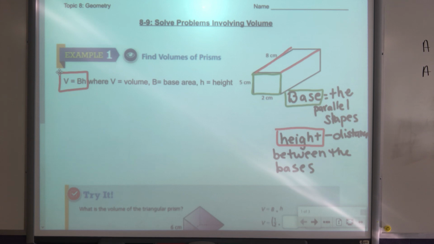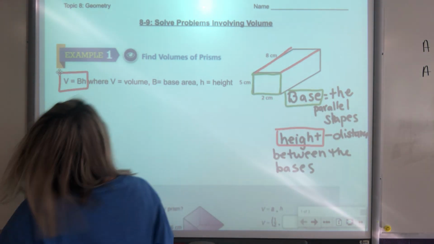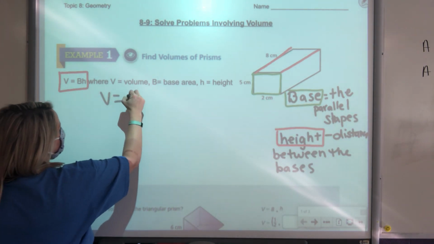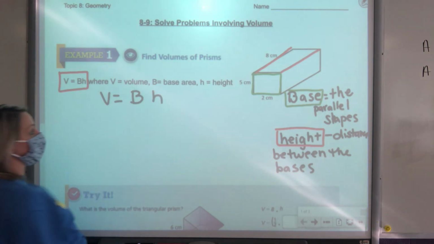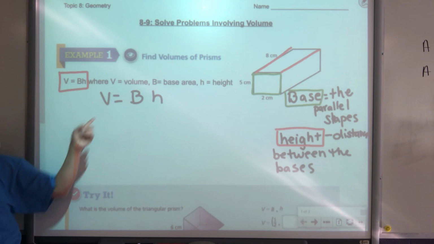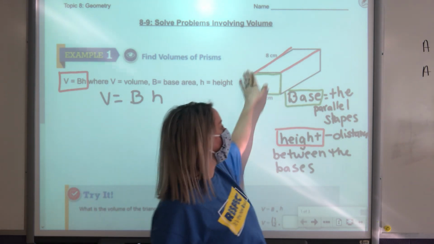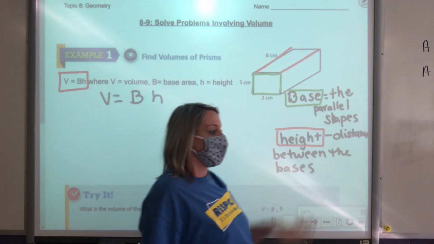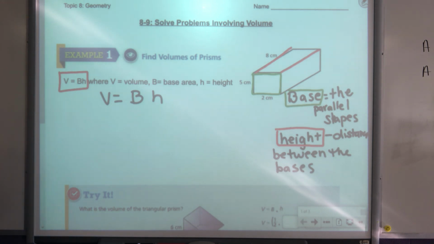All right, so now we're going to look at our actual formula. Volume equals base area times height. You notice it's a large B, right? Uppercase B? Because they want the whole thing. They want the entire base. So our base area is what shape? Square. Careful. It's a rectangle. Why is it a rectangle and not a square?